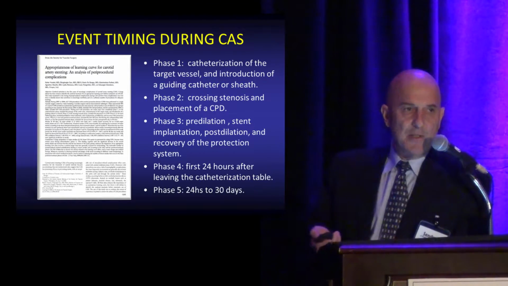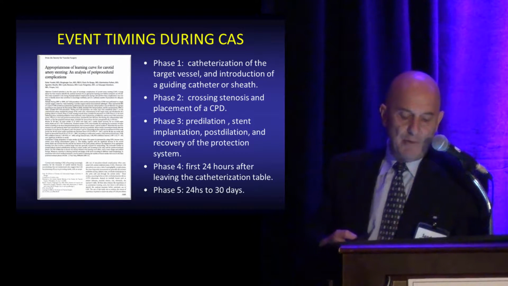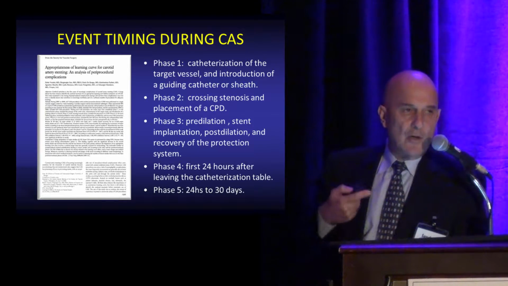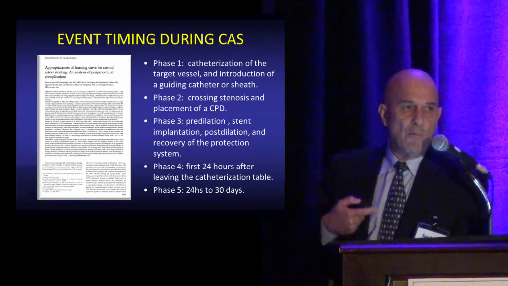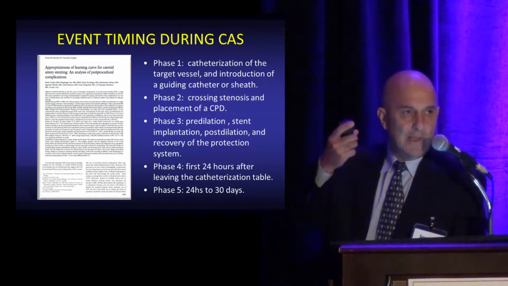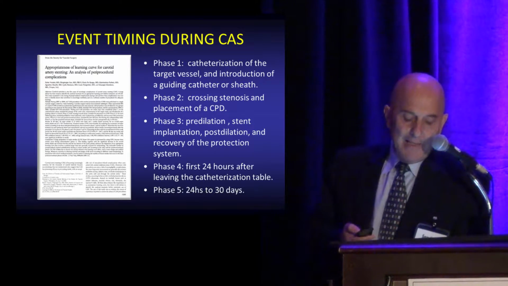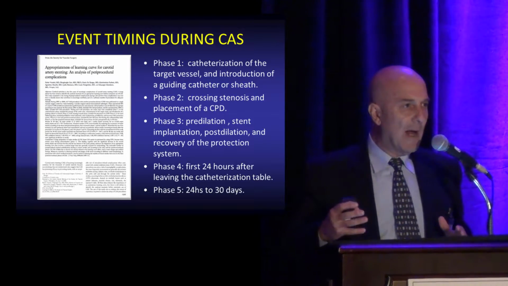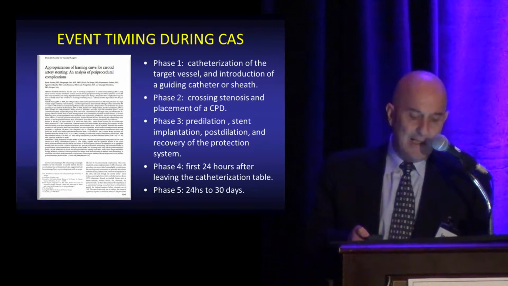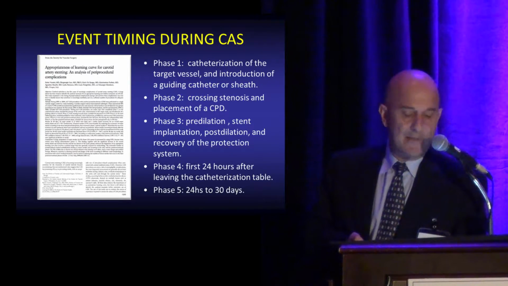During catheterization, manipulation of the catheter at the level of the aortic arch, as I mentioned before, when we cross the lesion with the cerebral protection device, and then when we do pre-dilation, when we deploy the stent, when we do post-dilation. And then we have what we call phase 4, which is the first 24 hours after the procedure, and then phase 5, which goes from 24 hours to 30 days.